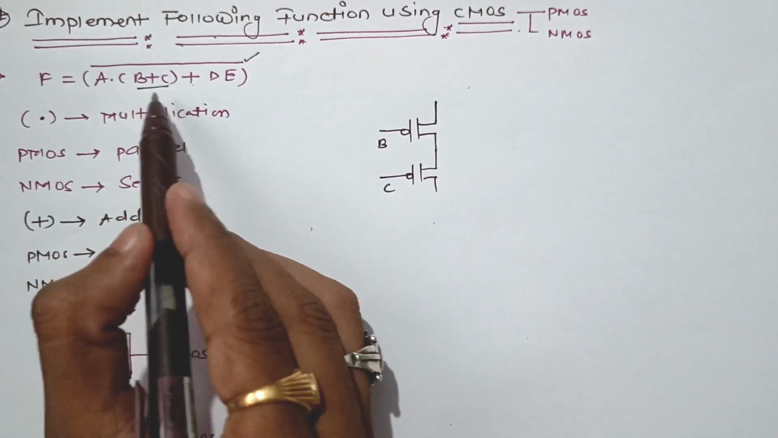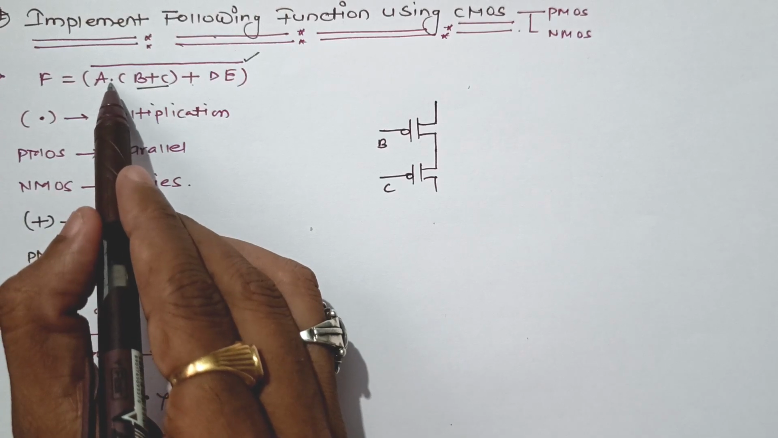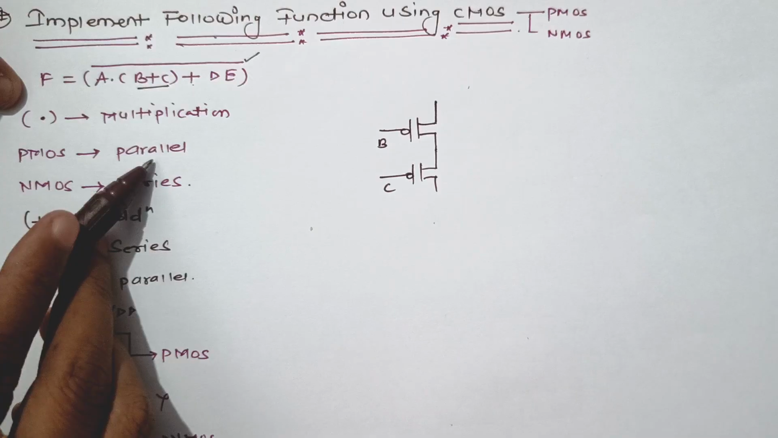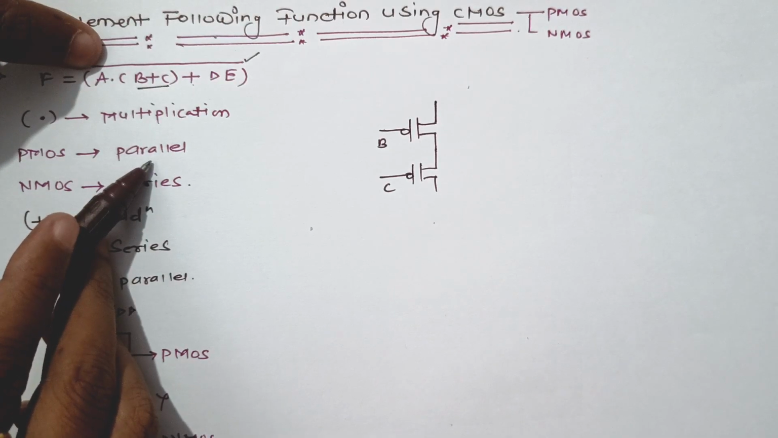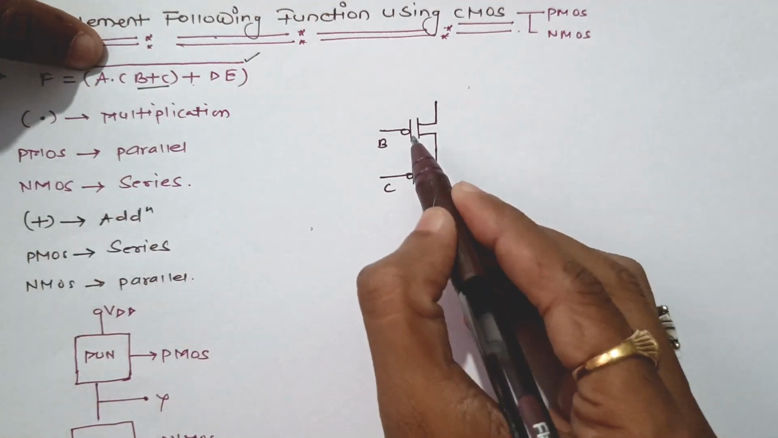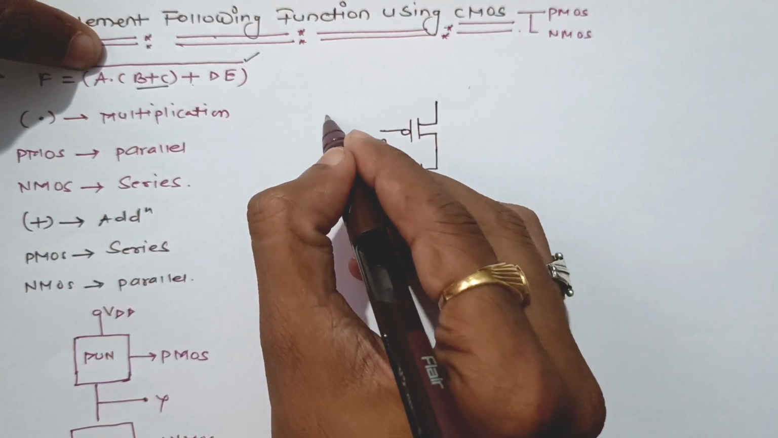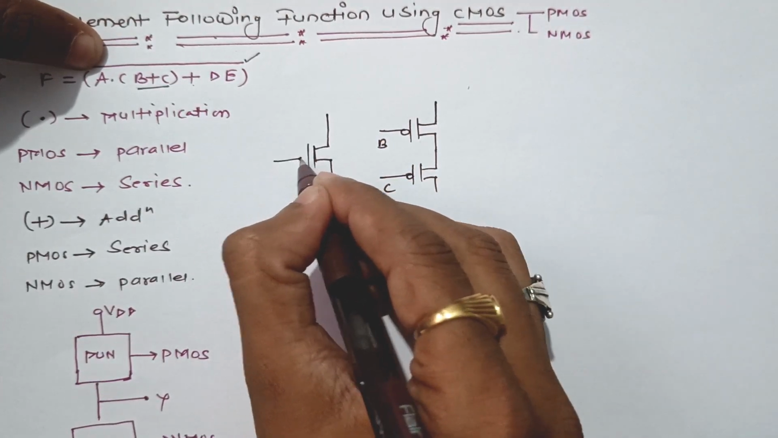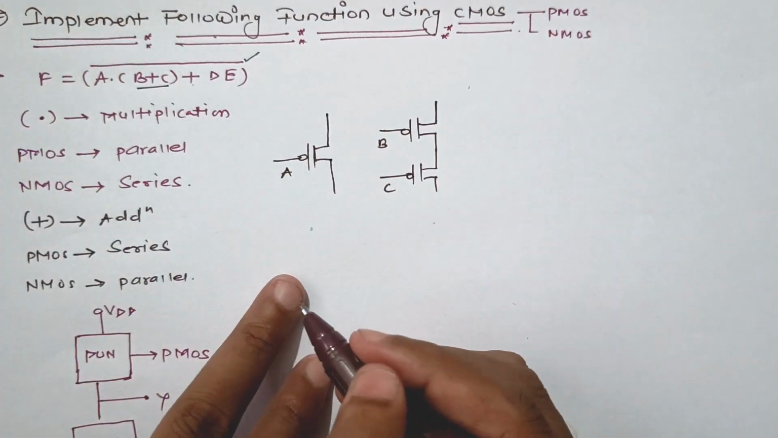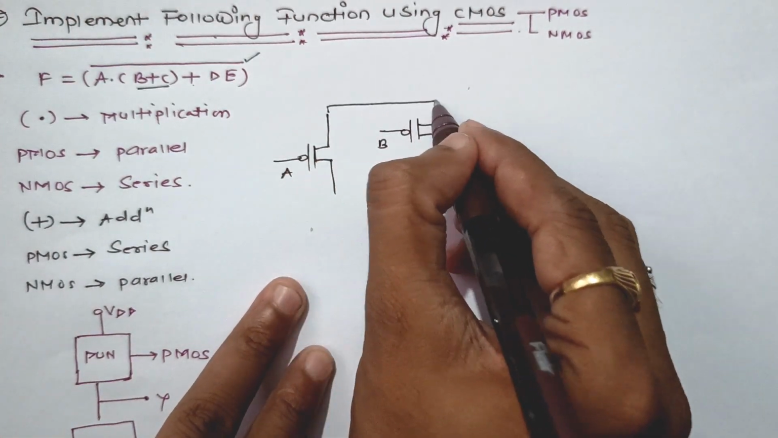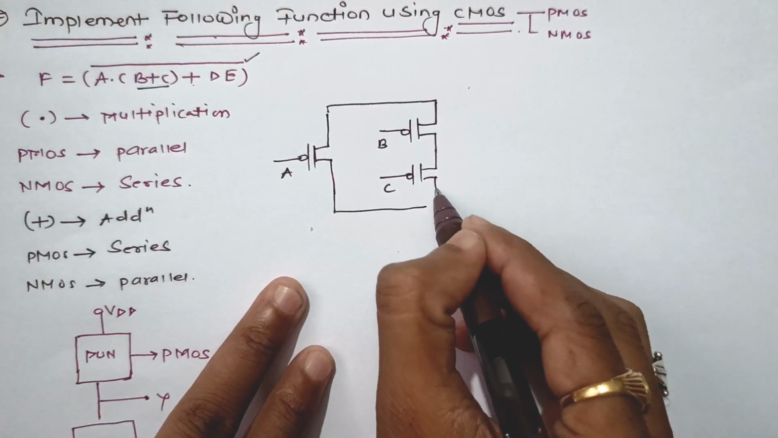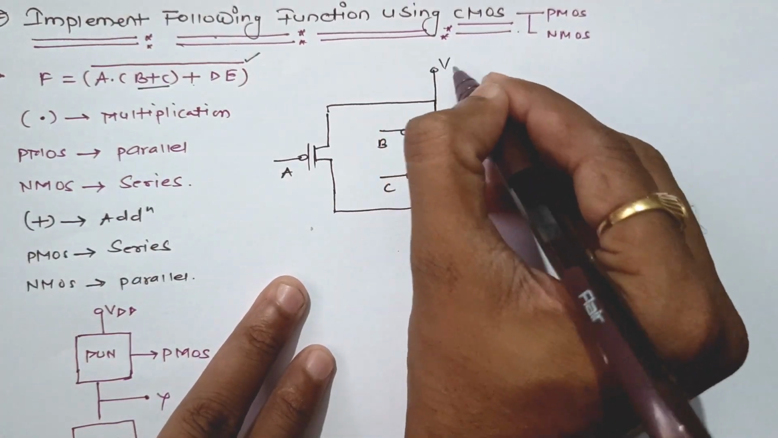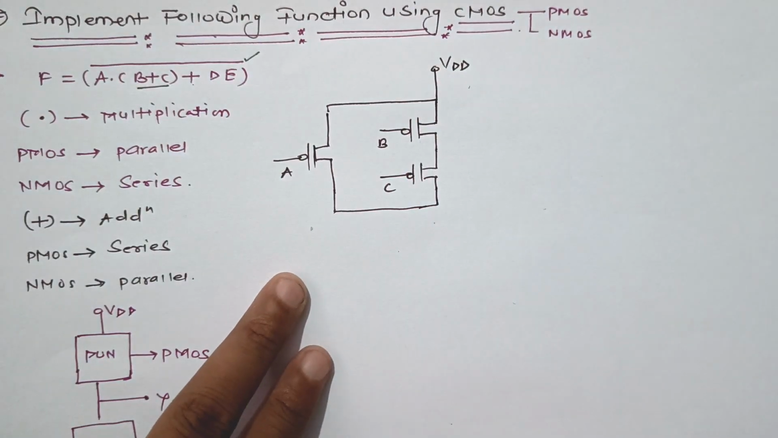Now this B plus C is in multiplication with A. So for multiplication, PMOS is connected in parallel. A is in parallel with B plus C. So B plus C is in series, and here it will be our A, which will be in parallel. So PMOS with input A is connected in parallel with B and C. This terminal will be assigned to VDD.